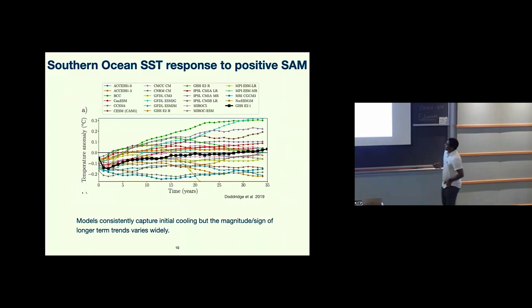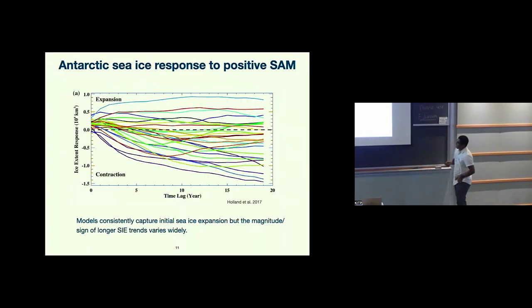And if you look at the sea ice extent, this is a plot from Marika's paper from 2017. You see a similar thing. So generally speaking, these different lines are different models, and following a 1 standard deviation increase in SAM, you tend to have sea ice expansion. Many of these models just retain that expanded state. Some very quickly shift to sea ice retreat, right?